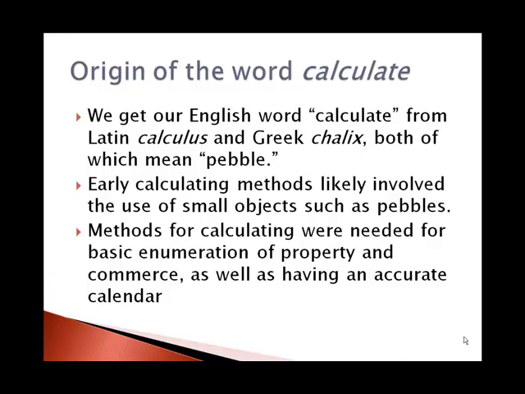The origin of the word calculate in English comes from the Latin word calculus, which comes from the Greek word calyx, both of which mean pebble. That's probably because early calculating methods involved the use of small objects like pebbles. And calculation was necessary just for basic counting and enumeration, in terms of finding out how much property or money a person had, as well as having an accurate calendar and keeping track of time.